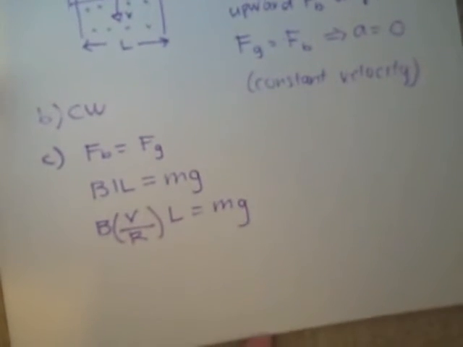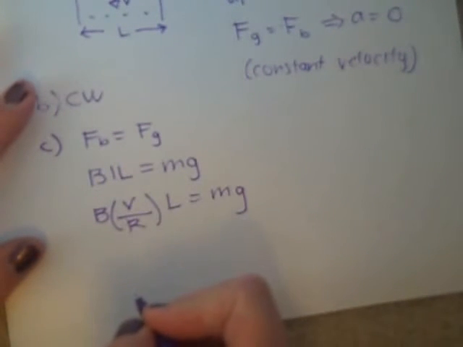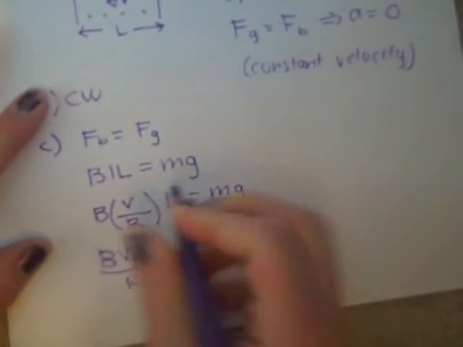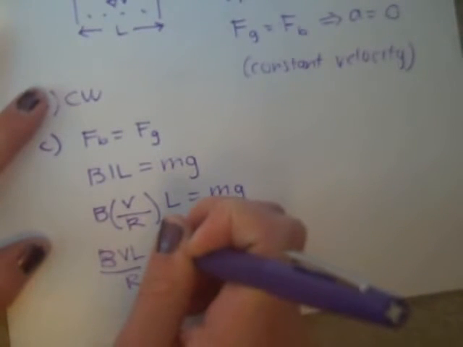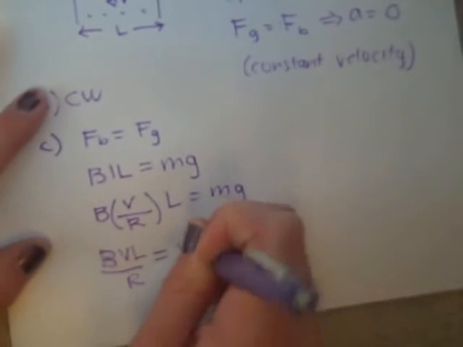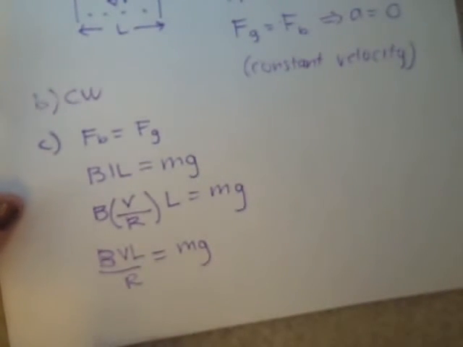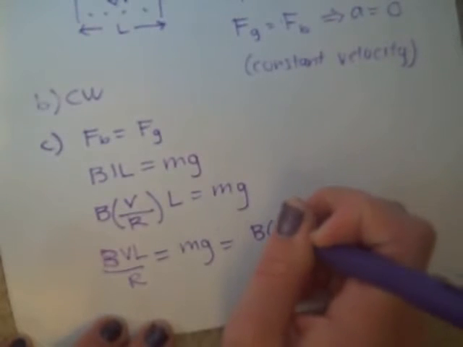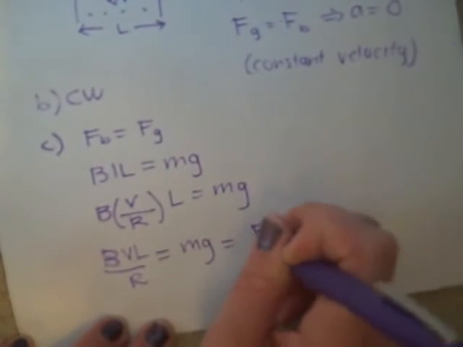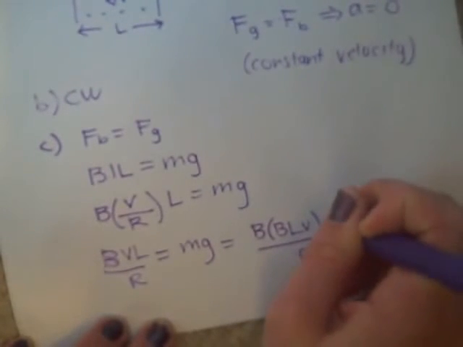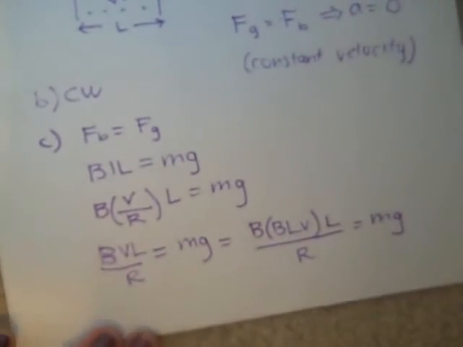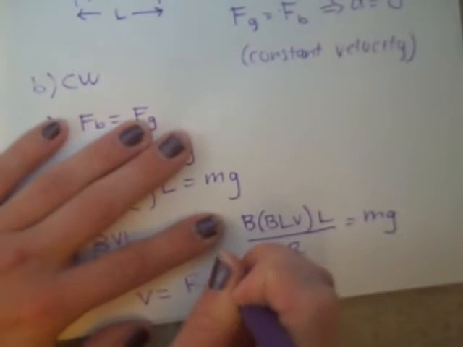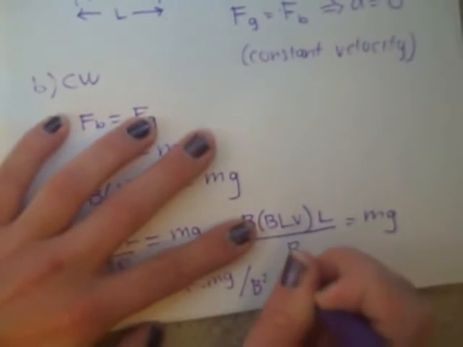And if you rearrange stuff a little bit here, we will go ahead and get B V L over R equals M times G. And finally, what we can do is plug in for our induced voltage there, and we know that is going to be B times L times V, divided by R, times L still equals M times G. And the result, if you finally solve for velocity, is that the velocity can be R m g divided by B squared L squared.